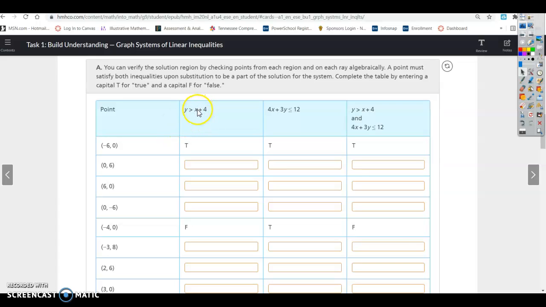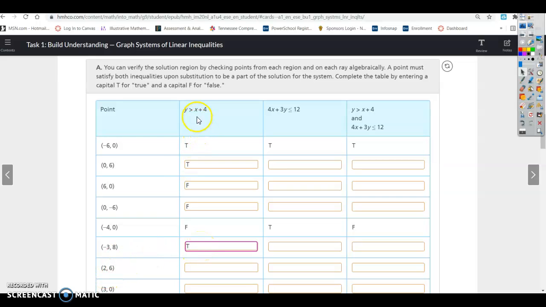So if we put in 0, 0 plus 4 is 4. 6 is greater than 4, so this one is true. All right, so let's take 6 and plug in 6. 6 plus 4 is 10. Is 0 greater than 10? This one is false. All right, let's plug in 0. 0 plus 4 is 4. Is negative 6 greater than 4? This one is false as well. All right, negative 3. Negative 3 plus 4 is 1. Is 8 greater than 1? Yes, it is. So this one's true.